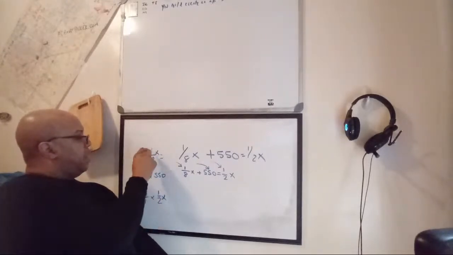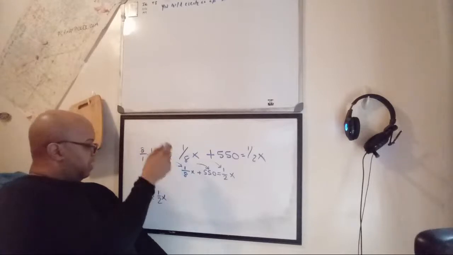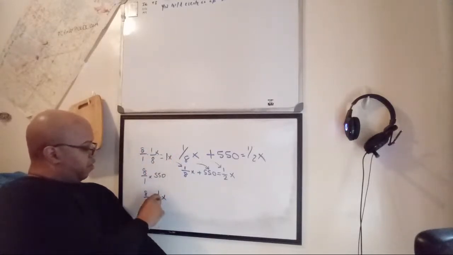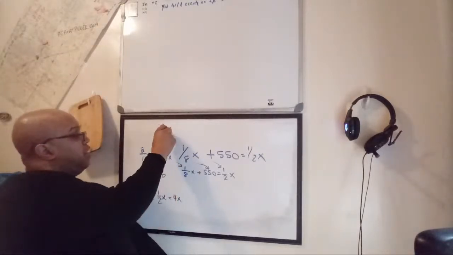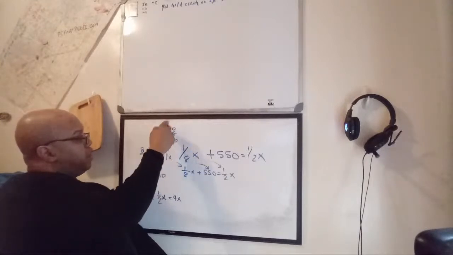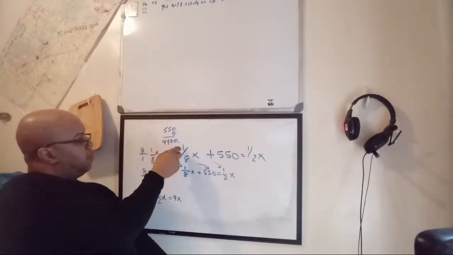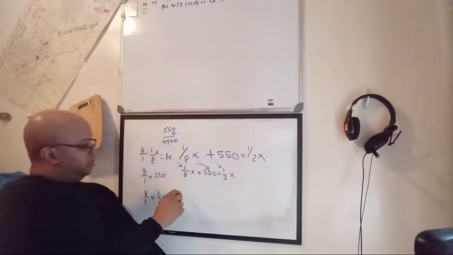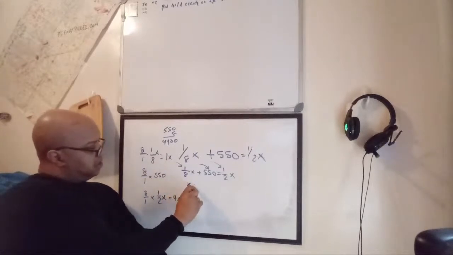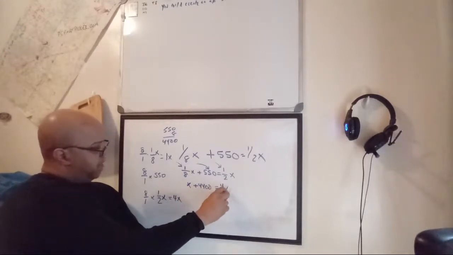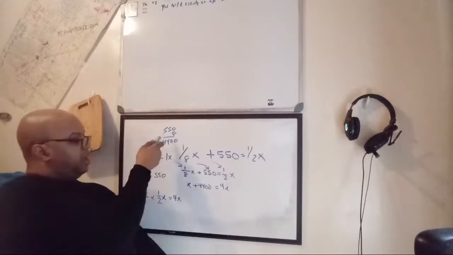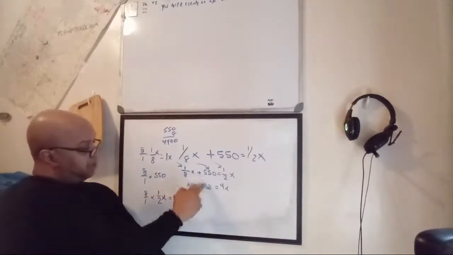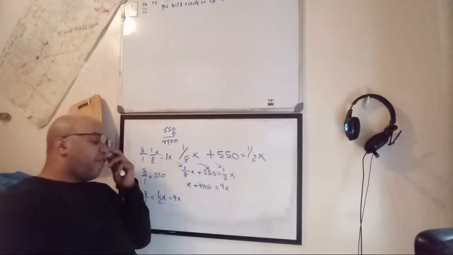8 over 1, this is just going to be 1x, or x. This will be 8 over 1x, this will be 4x. And then 550 times 8 is 4,400. So each term is multiplied by 8. This becomes, like I told you, x. This becomes 4400, and this becomes 4x. We've done the multiplication here, so you can see how this became this, and this became this. Now the fractions are gone.